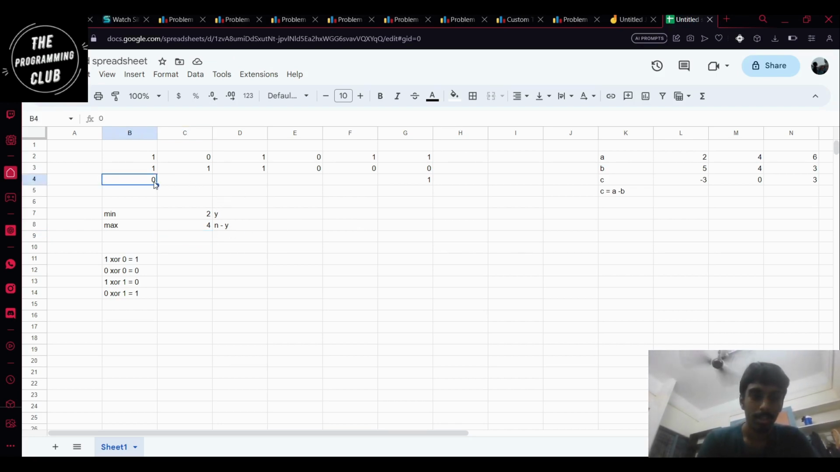So we can say that any x is good if it is of the same parity as min. And this is when n is even. When n is odd, there's a slightly different thing. Let us check it out.